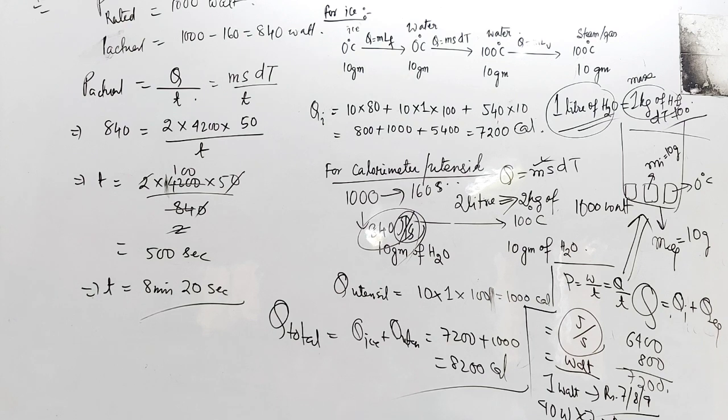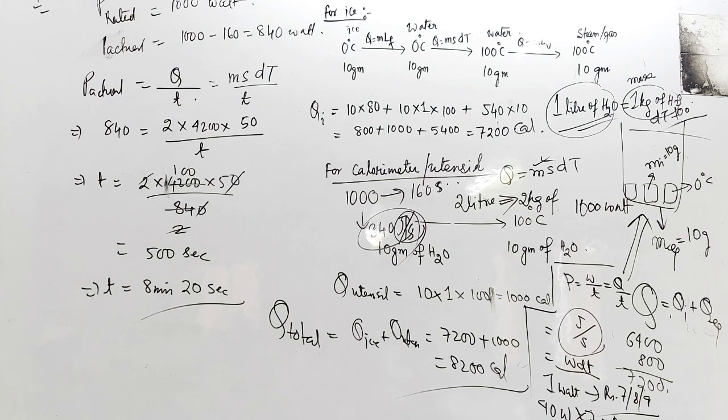From 27 to 77 there is an increase of 50 degrees, so dT will be 50. The specific heat of water in terms of standard unit is 4200. We put the value as 4200, and time will be measured in terms of seconds. So we have 500 seconds.